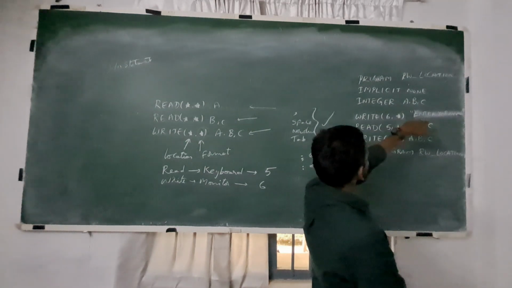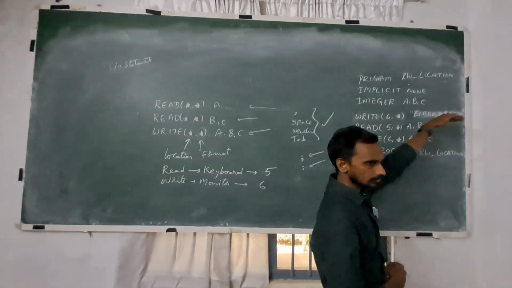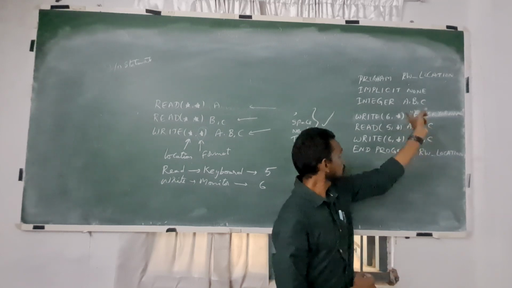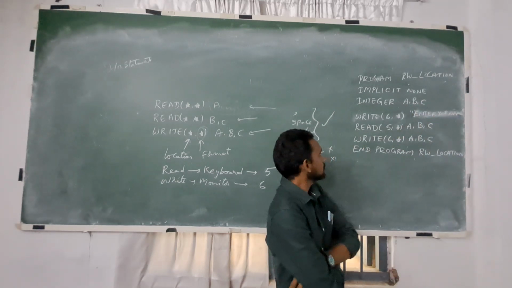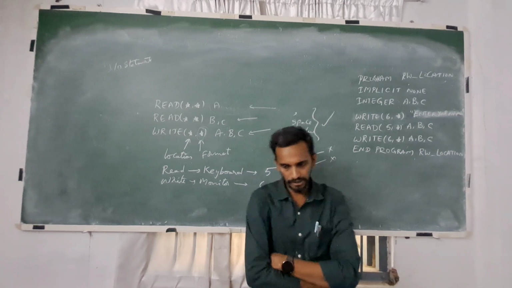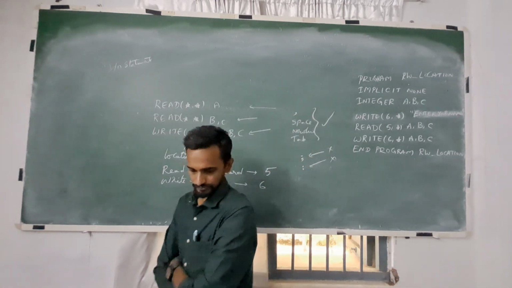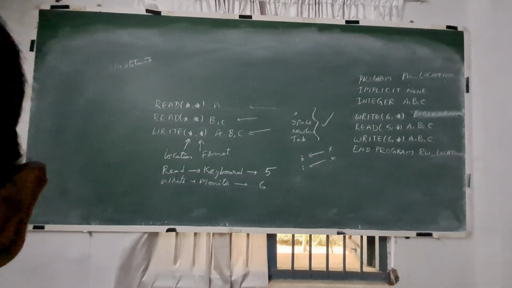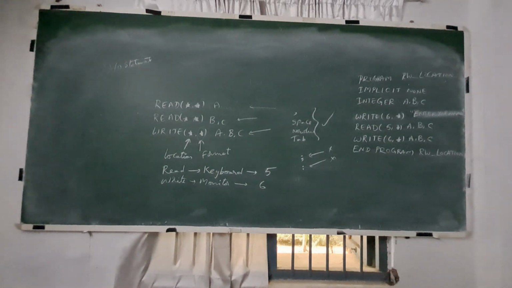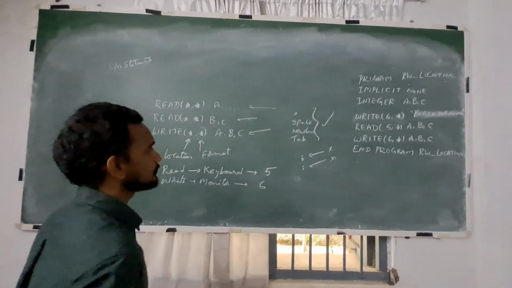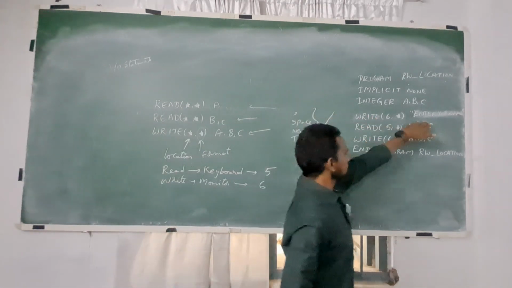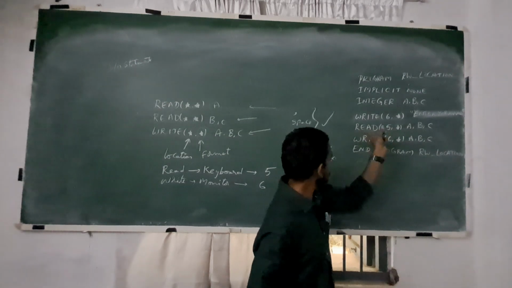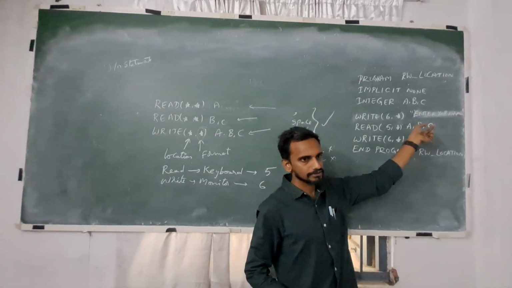So I'm defining 3 integers, I'm writing a statement, enter your name, I'm trying to read ABC variables and writing those ABC variables. So the write statement here is enter your name, and the next statement is read 3 variables.